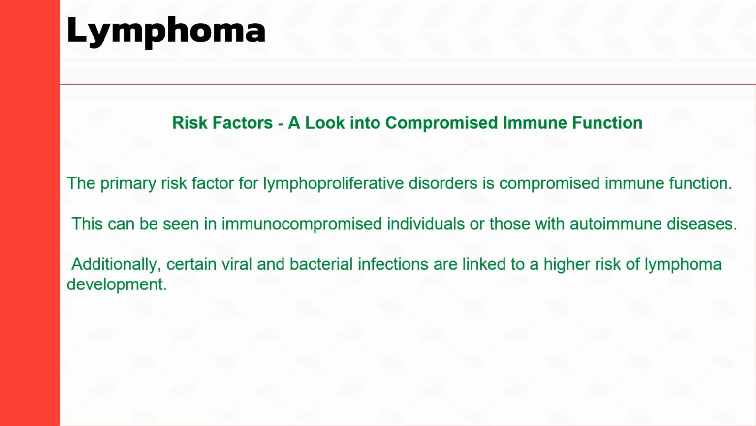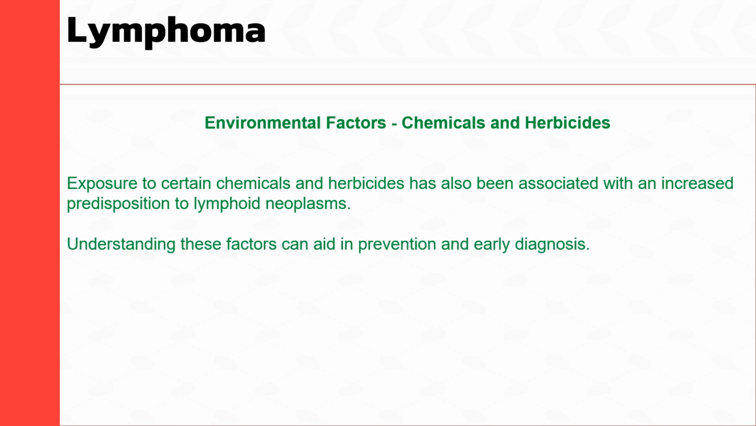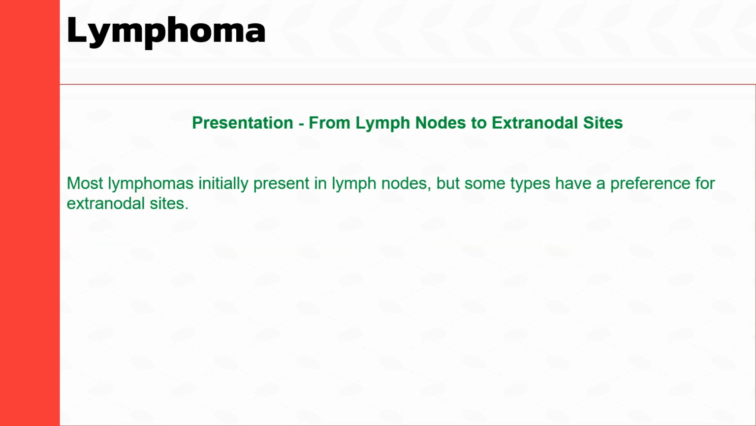Additionally, certain viral and bacterial infections are linked to a higher risk of lymphoma development. Exposure to certain chemicals and herbicides has also been associated with an increased predisposition to lymphoid neoplasms. Understanding these factors can aid in prevention and early diagnosis. Most lymphomas initially present in lymph nodes, but some types have a preference for extranodal sites.